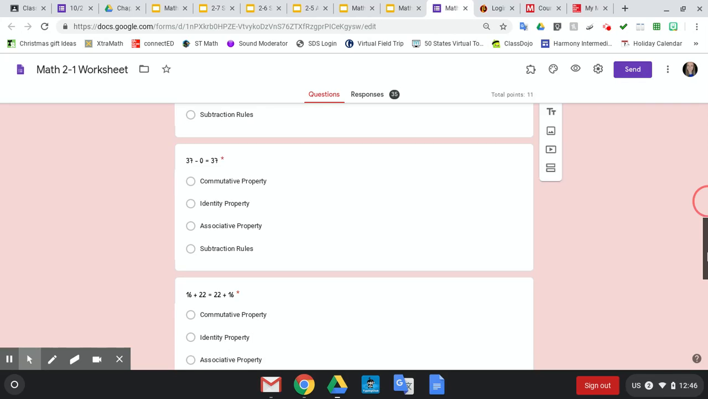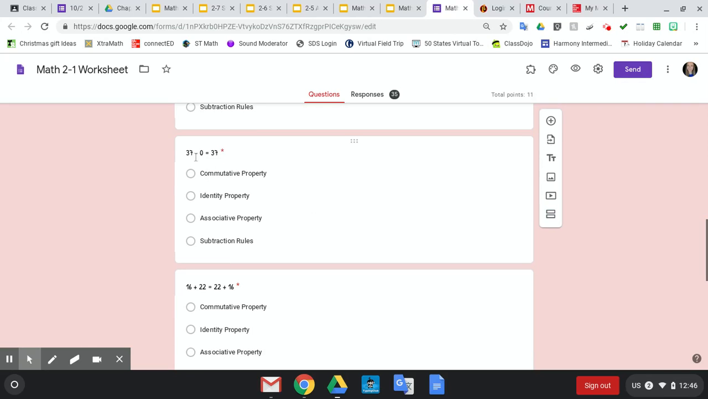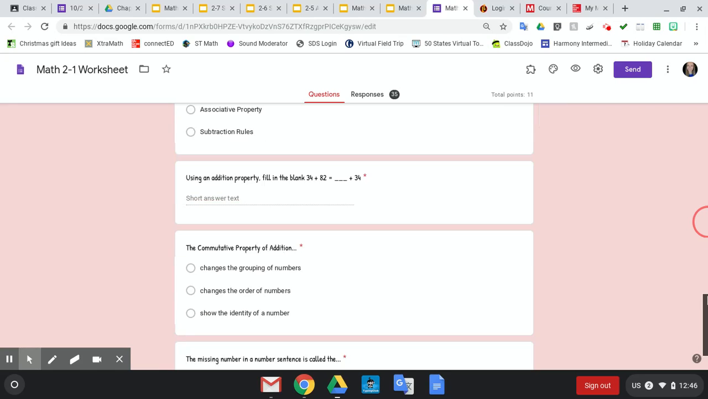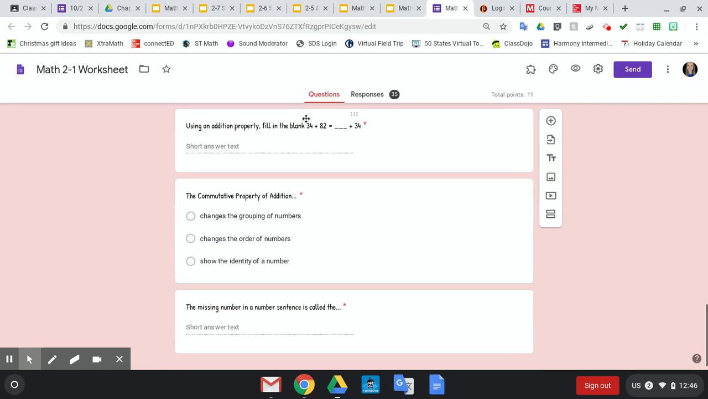Here we have one that kind of looks like the identity property, but we are subtracting. Anytime that we're subtracting and we're talking about properties or rules for subtraction, as long as it's showing a rule of subtraction, which is subtracting 0 or subtracting a number from itself equal to 0, that is a subtraction rule. The rest are just kind of going back over, but let's look at this one.